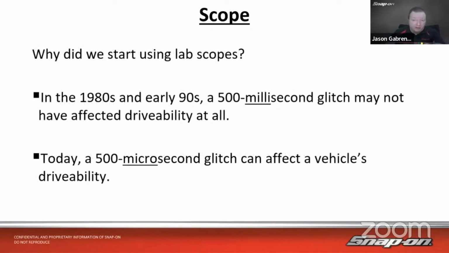So if we think all the way back to the 80s and 90s, when computers first started showing up on cars, up until maybe OBD2, a 500 millisecond glitch on a car wouldn't have affected the car in any way, shape, or form. I can be driving down the road and then I lose a temperature sensor input for half a second. Car doesn't even realize anything happened because the sample rate of the module was not as high as it would be today. So it wasn't even looking at it at the time when it glitched. It could happen. So today, though, a 500 microsecond glitch can really bother a car.